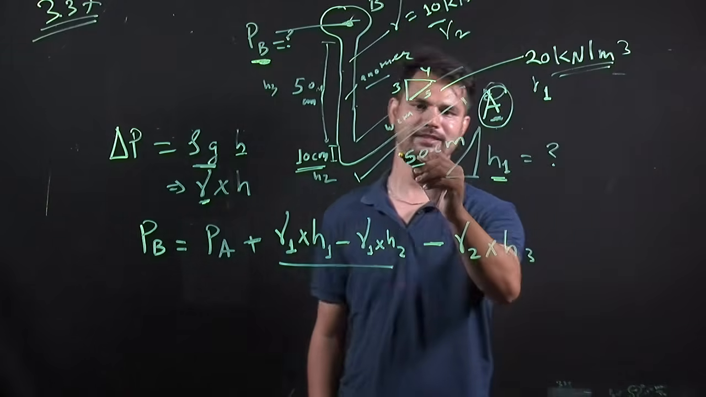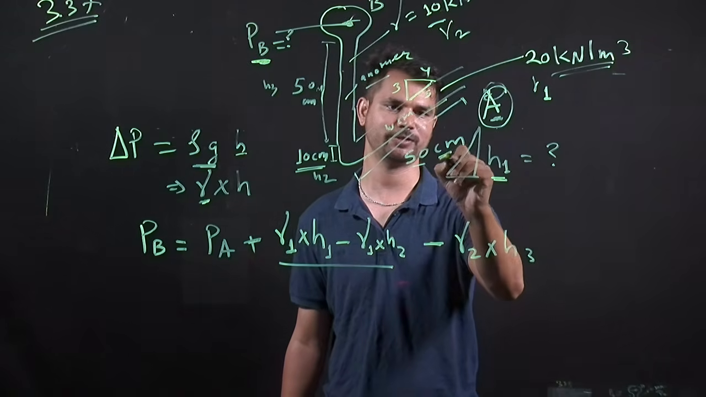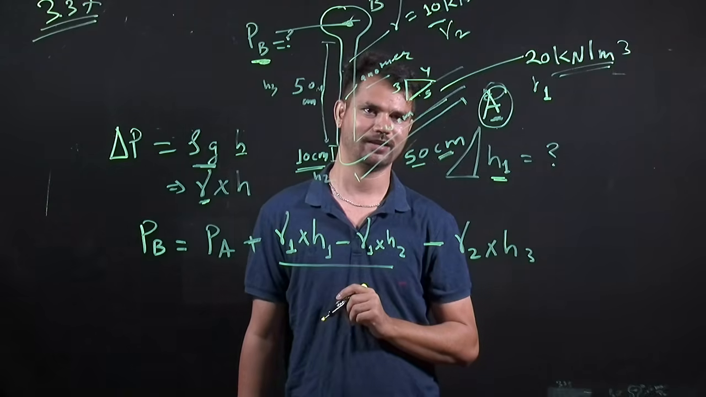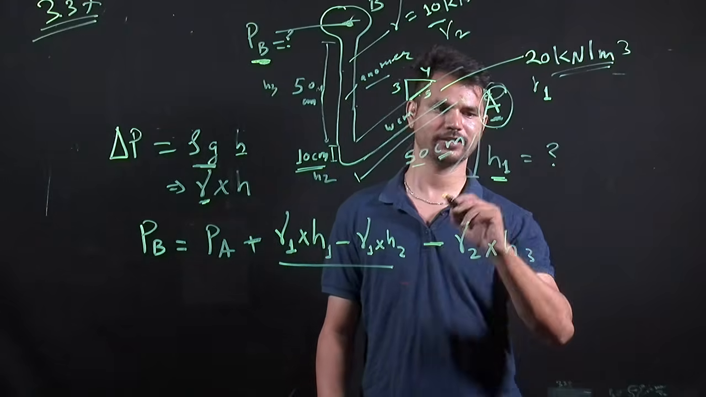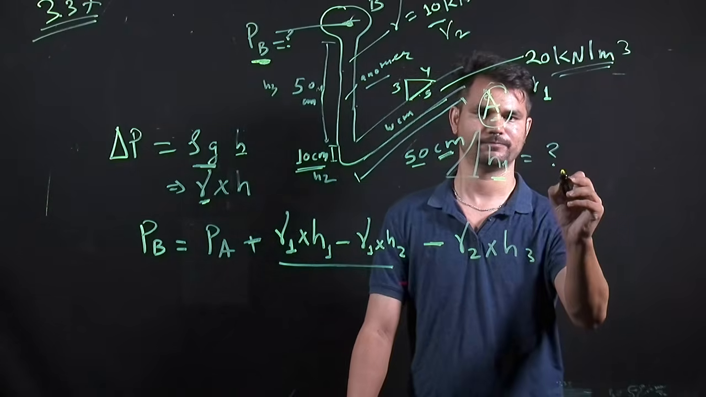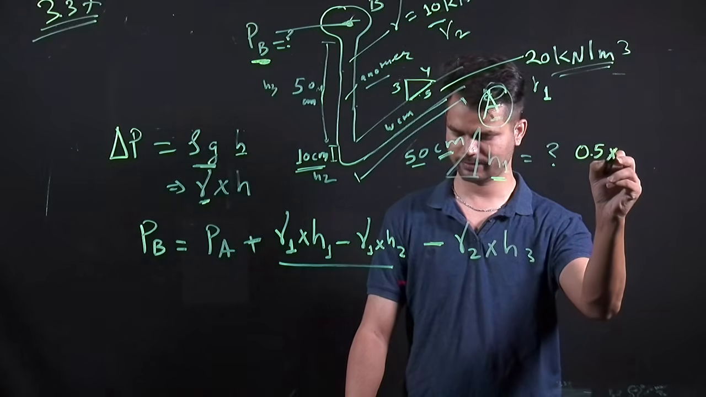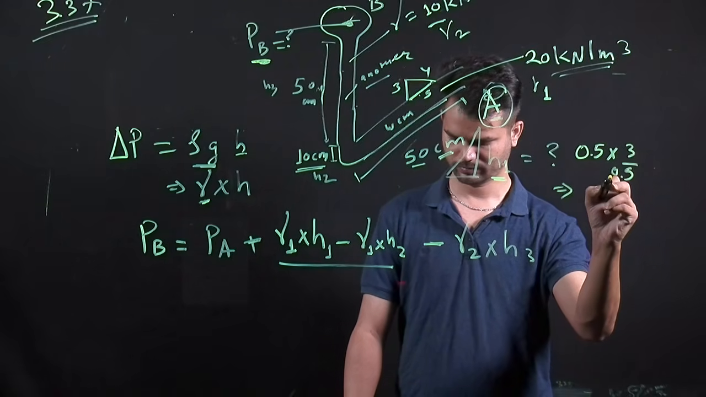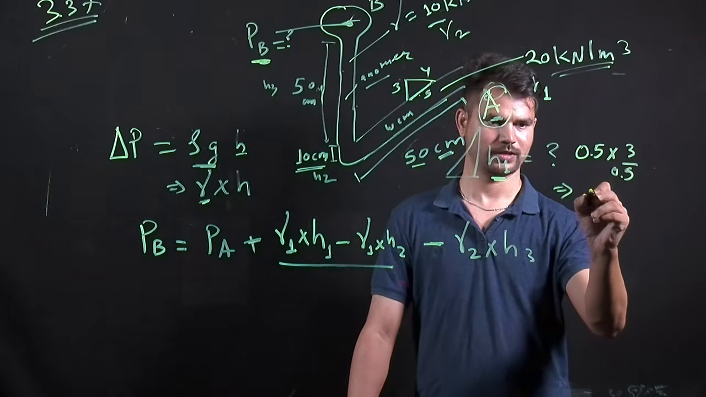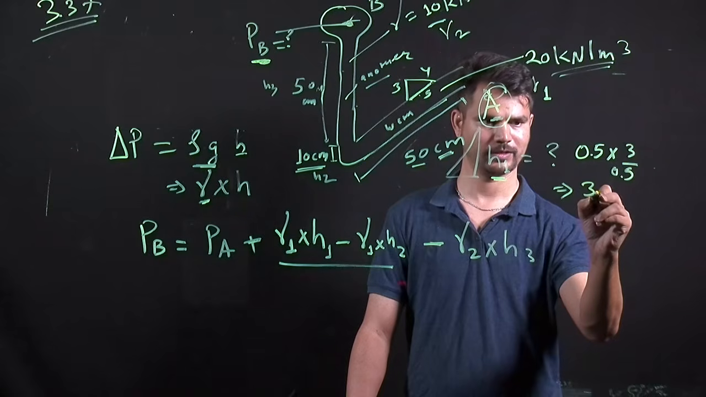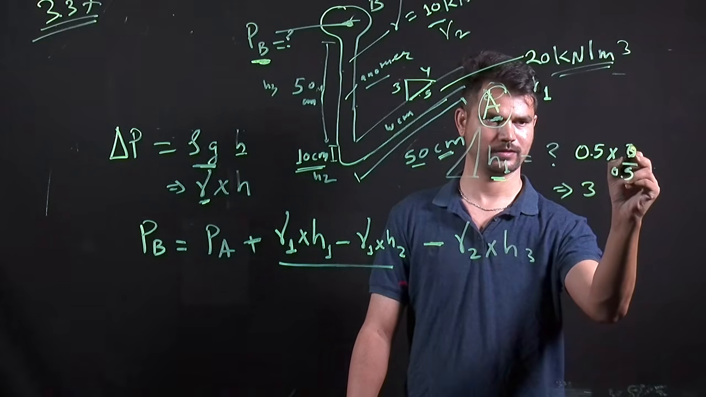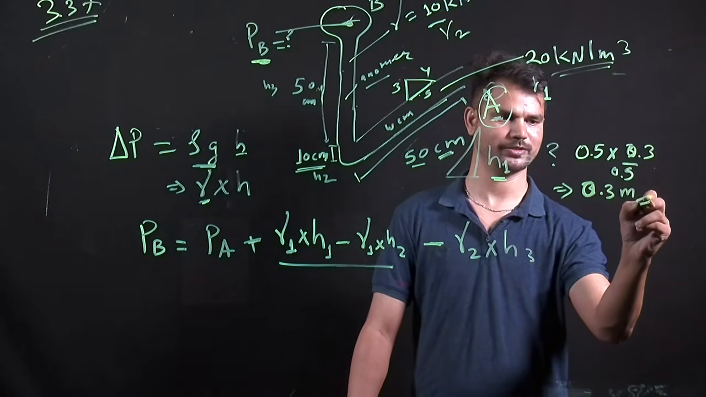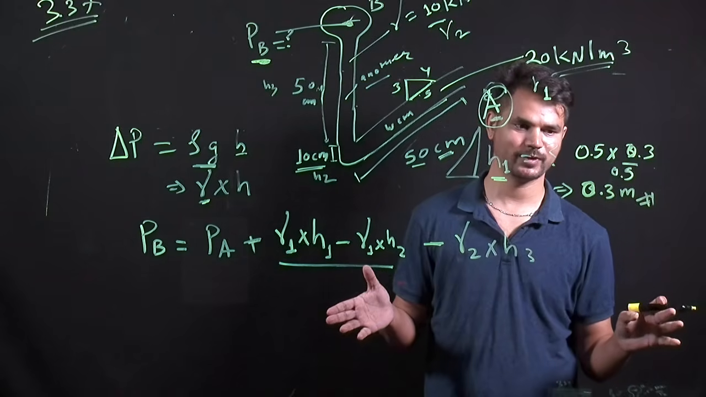We know this length is 50 centimeter, and when we consider this 3, 4, 5 triangle, then the height of inclination will be equal to 0.5 times 3 by 5. That will be equal to 0.3 meter.